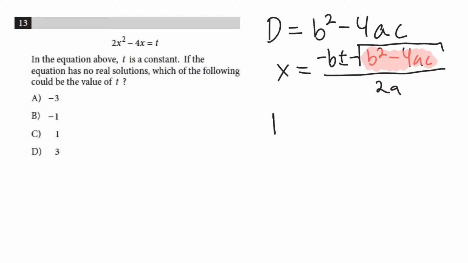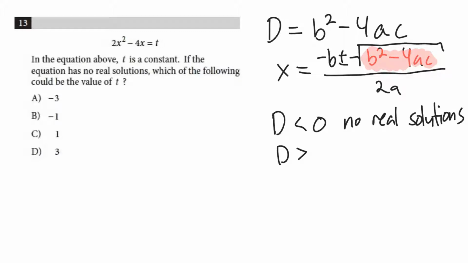Well, if this piece under the square root, what we call the discriminant, is negative, so d is less than 0, well then you can't take the square root of a negative, so there's going to be no real solutions. No real solutions. That's what we're looking for.